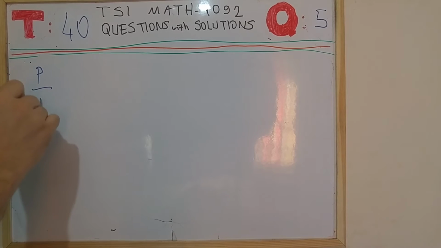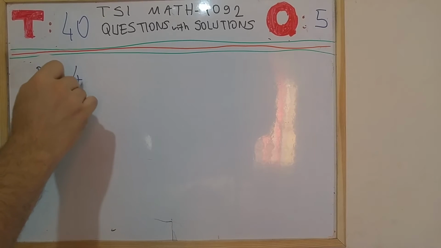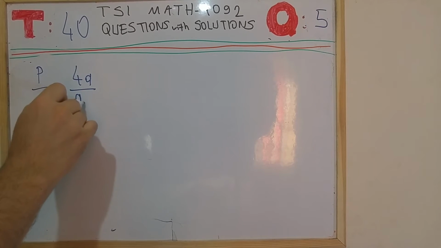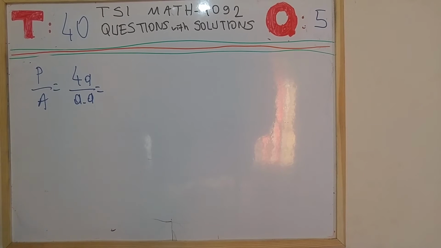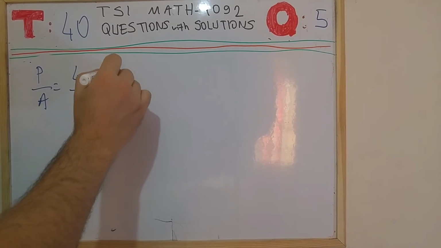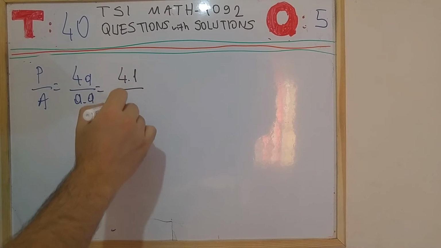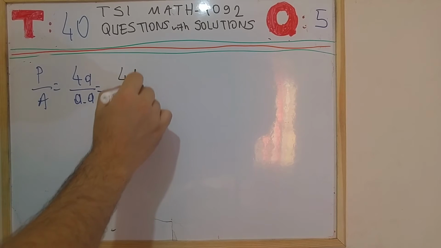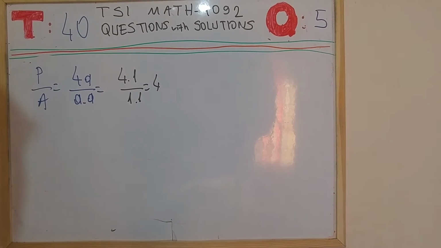The ratio of perimeter to the area is equal to 4a over a times a, as we see. And here we have square side as 1, so we can say that this is equal to 4 times 1 over 1 times 1, which is equal to 4.